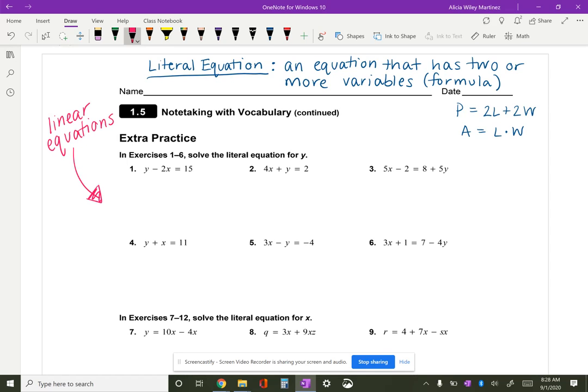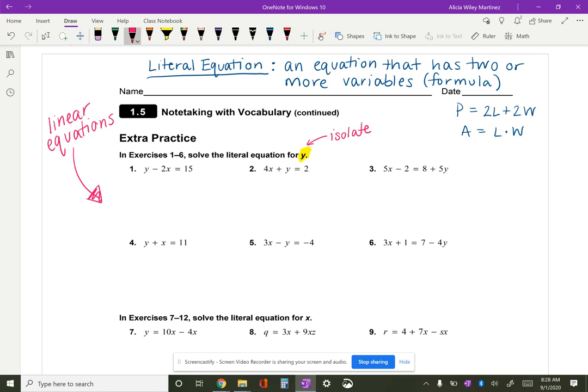Okay, so I want to go through a couple of examples of these just to make sure that you understand how to do your assignment. Now, the goal for these problems in examples 1 through 6 is to solve the literal equation, and they will tell you what variable to solve for. So you can see here that they want you to solve for y. So that means that in this problem, this is the variable that you're trying to isolate. At the end of our problem, it will say y equals da da da da da, right?